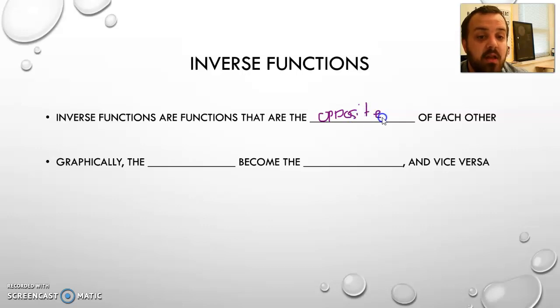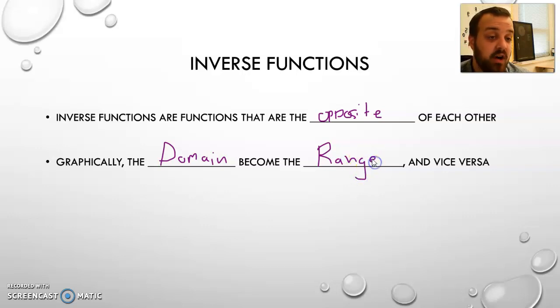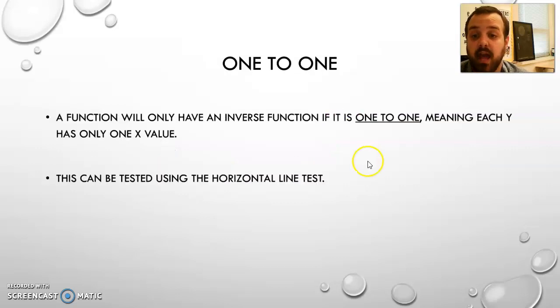The main thing, if we're talking about graphically, what happens is that the domain of your one function becomes the range of its inverse and vice versa. So basically, it's what happens when we flip-flop the domain and range of our functions. That creates the inverse functions that we're going to be talking about.